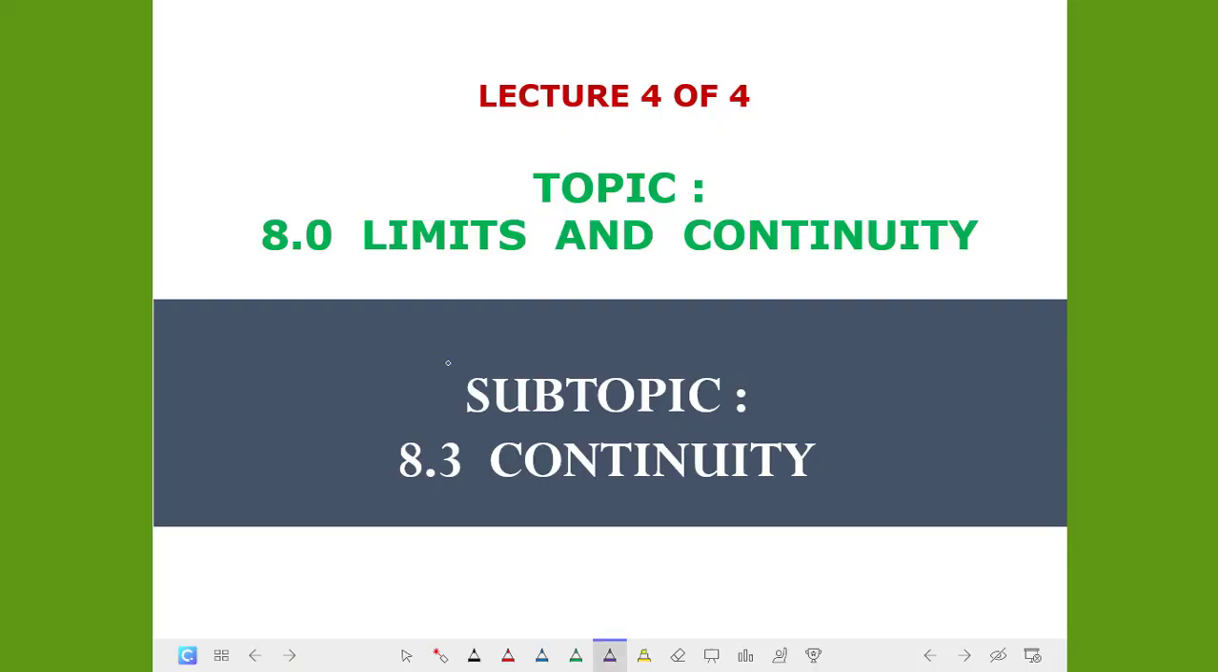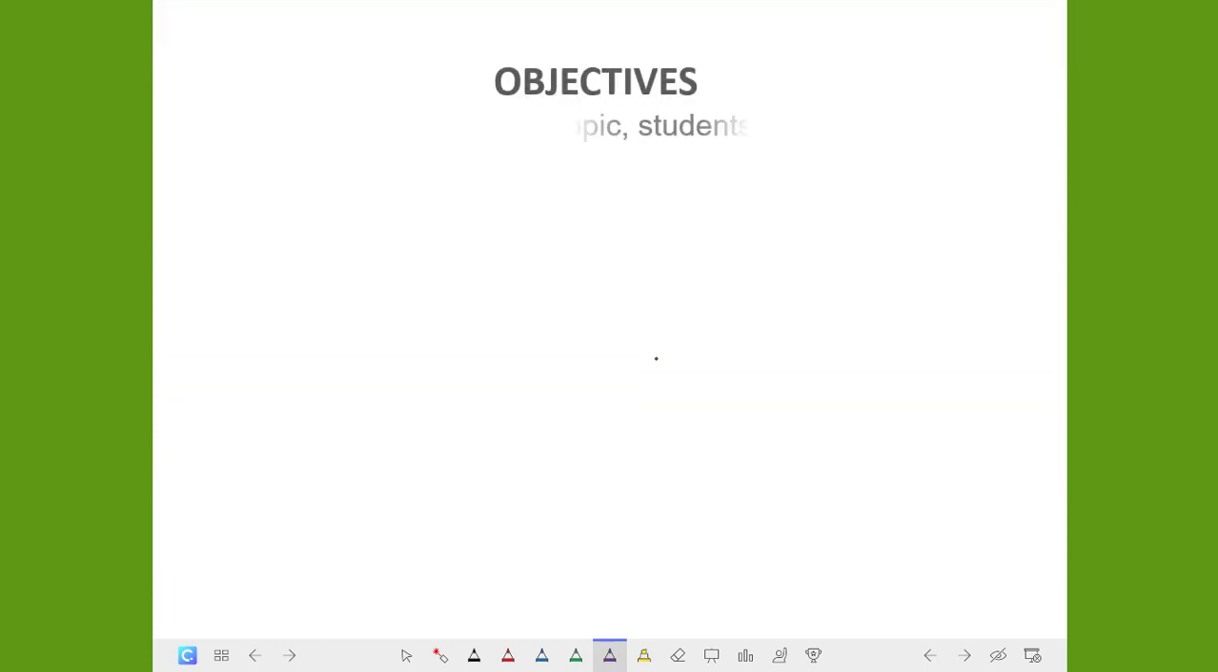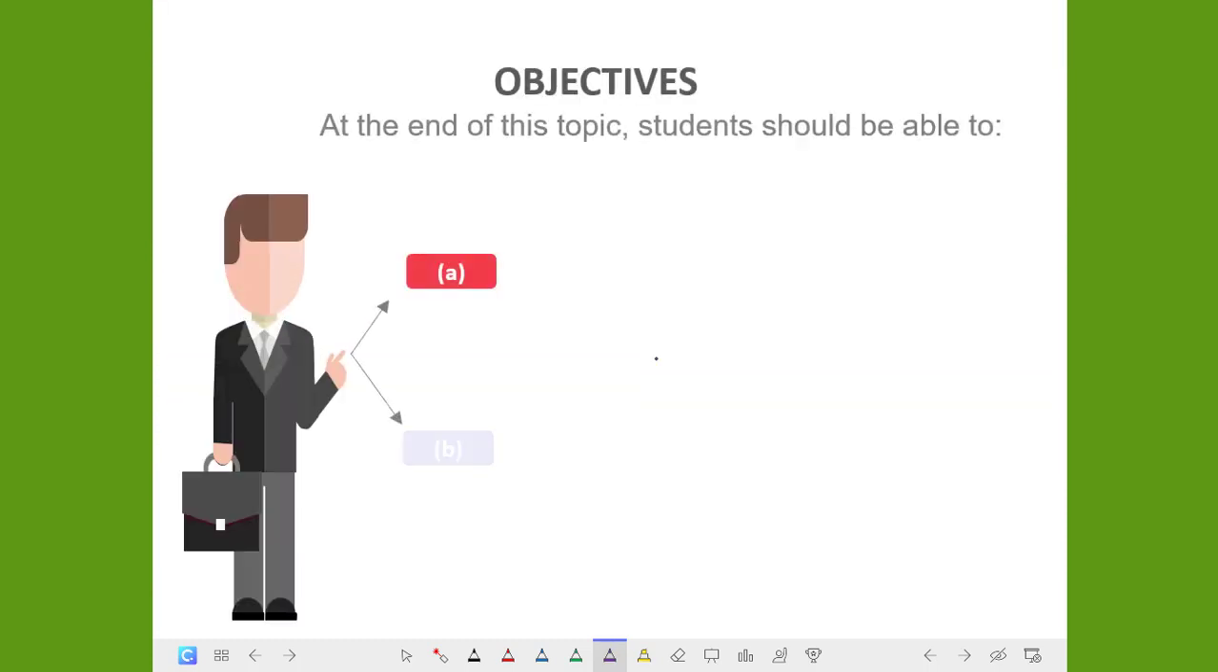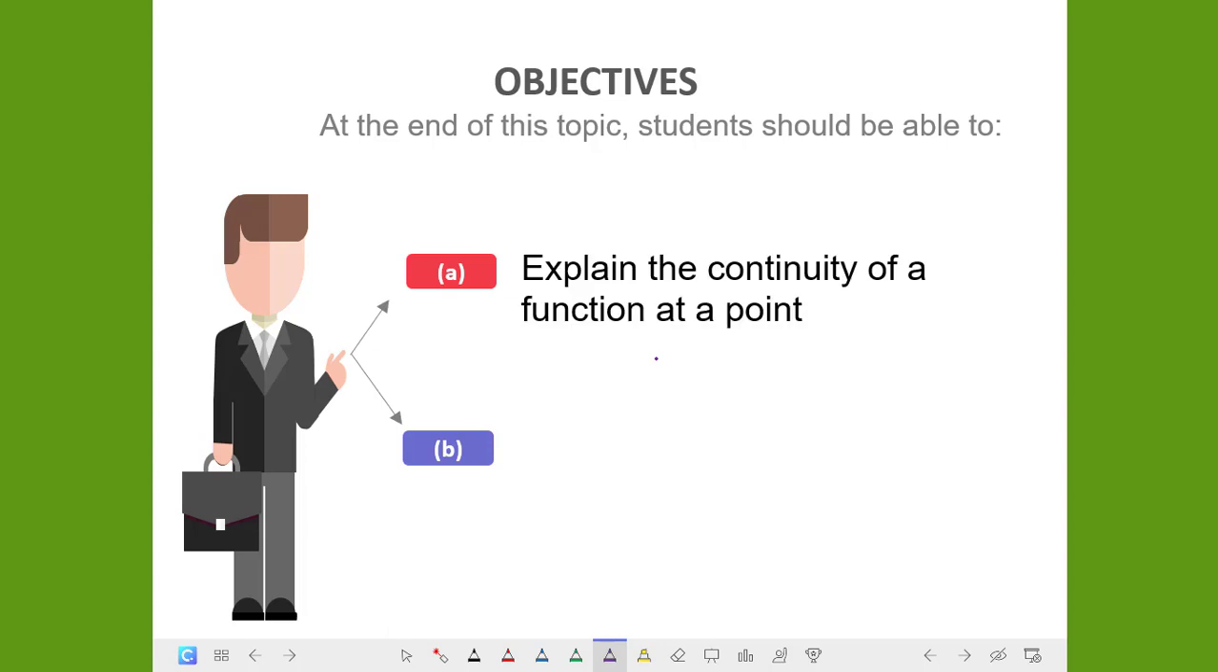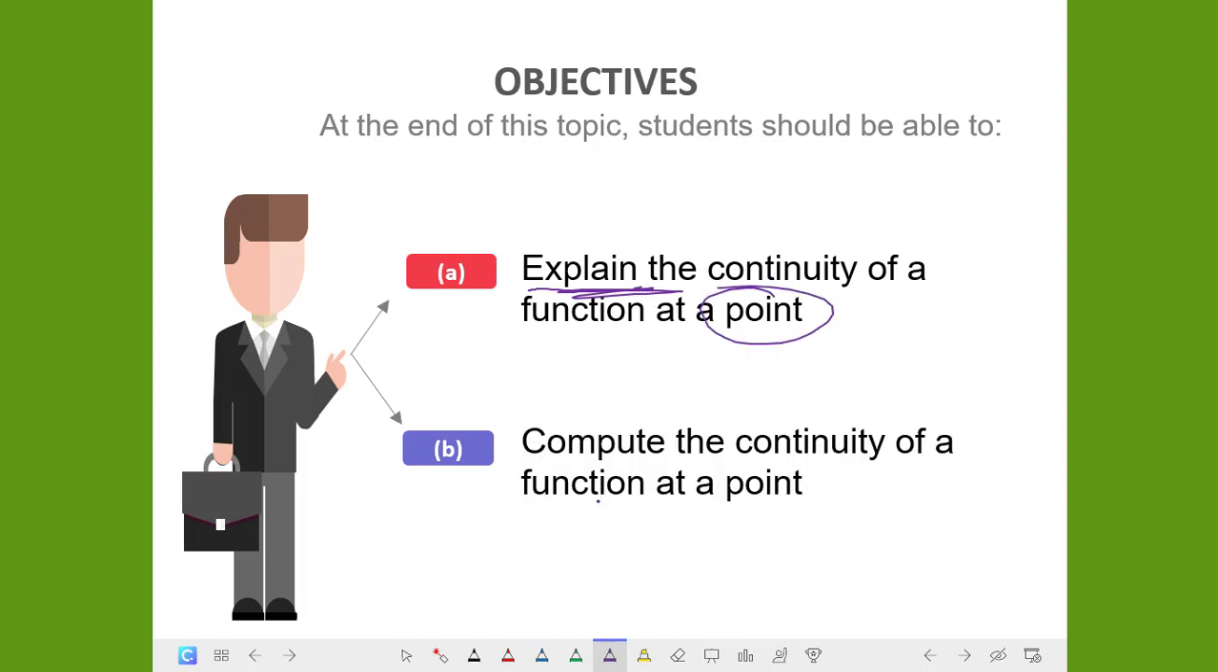Limits and continuity. Now, this one discusses 8.3 continuity. Our objective for this class is, first, to explain the continuity of a function at a point. Second, to compute the continuity of a function at a point. We discuss the continuity at only one point.